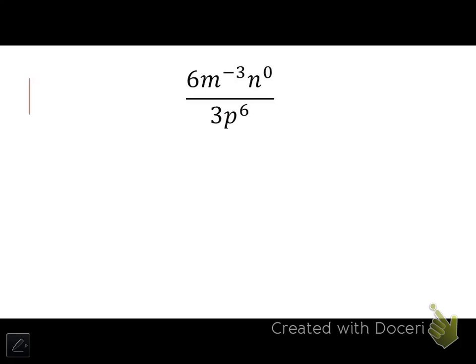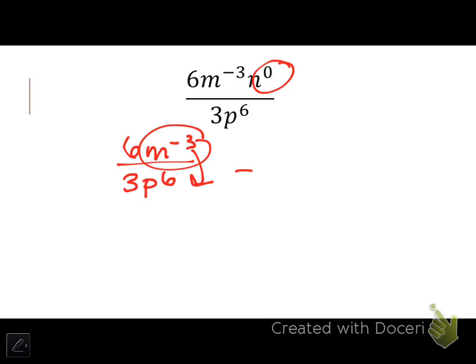Okay, this one I'm going to simplify. So when first looking at it, I see this n to the 0. Anything to the 0 power is 1. So if I wanted to rewrite that, it just goes away. Okay, now I can never have negative exponents, so I know I got to drop this one to make it positive. So now it's on the bottom and it's positive.